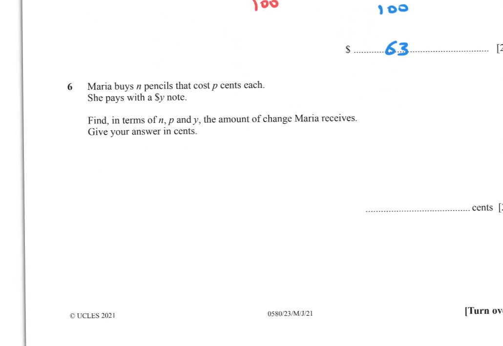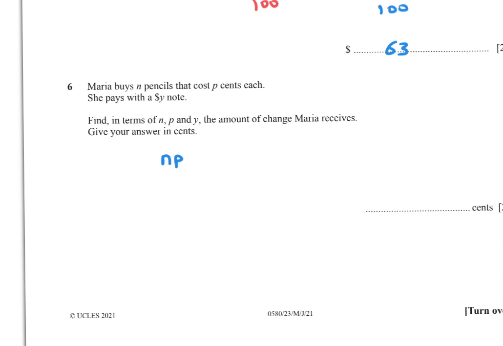Number 6, Maria buys N pencils that cost B cent each. She pays with a Y dollars note. Find in terms of N, B, and Y the amount of change Maria receives. So we need to find the money left, or the change. First, we need to find the cost for N pencils. Each one is B, so the cost is N times B.